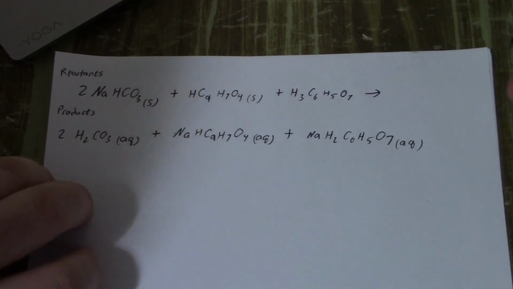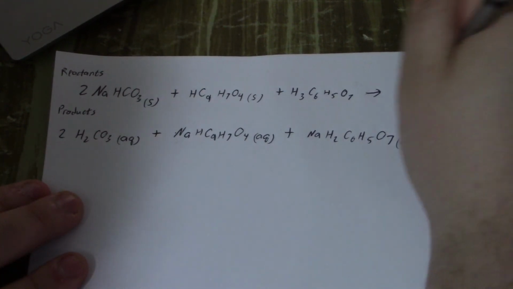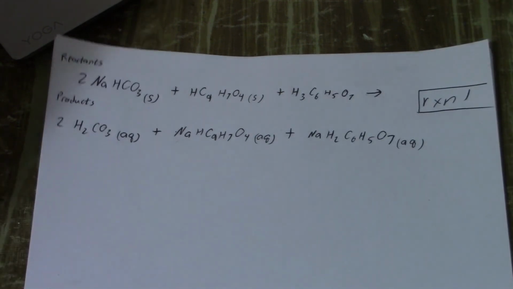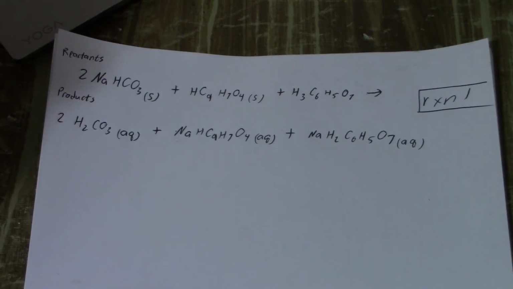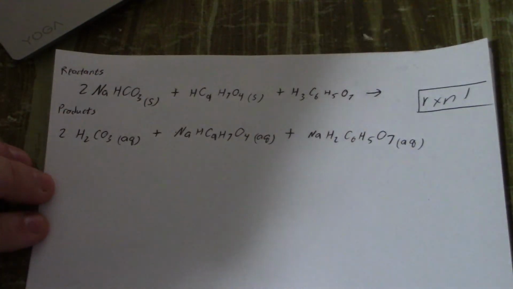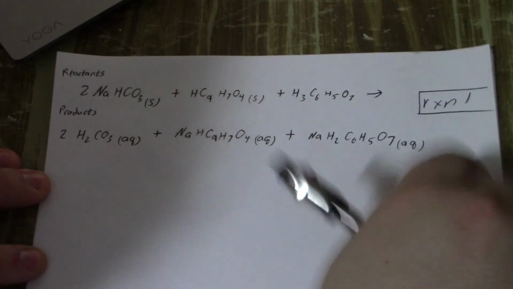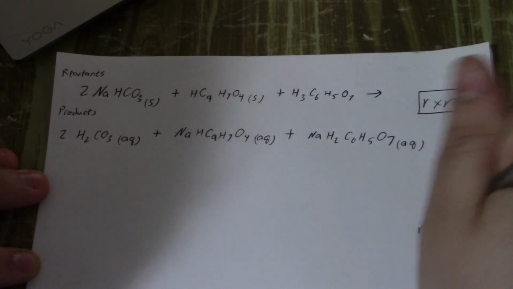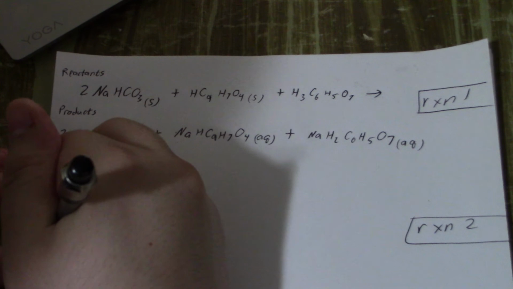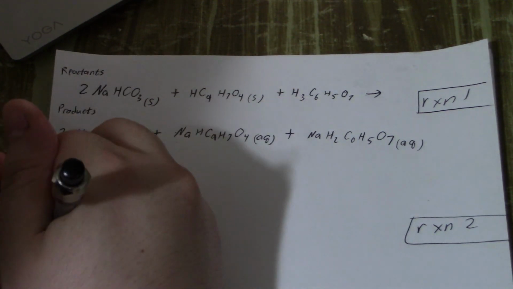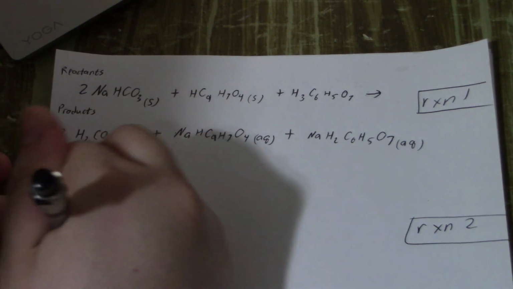Okay, so this is our first reaction. Reaction 1. Usually I write reactions as RXN just because it's quicker. I've got to find ways to expedite. So it's our first reaction. Let's see, reaction 2 is the next one down. So this is the decomposition of our carbonic acid.